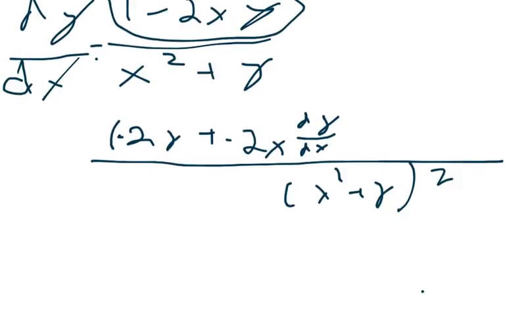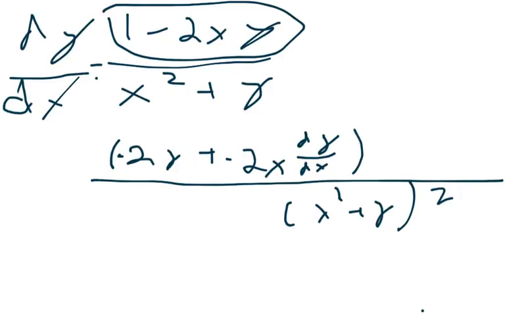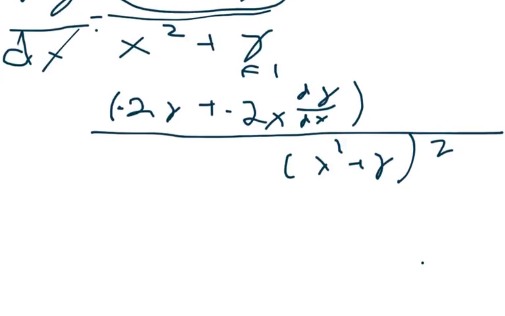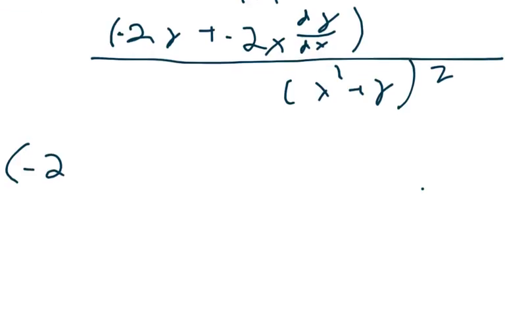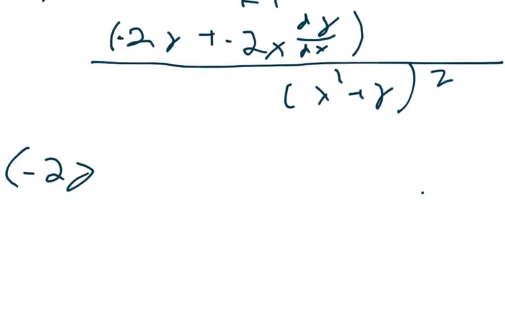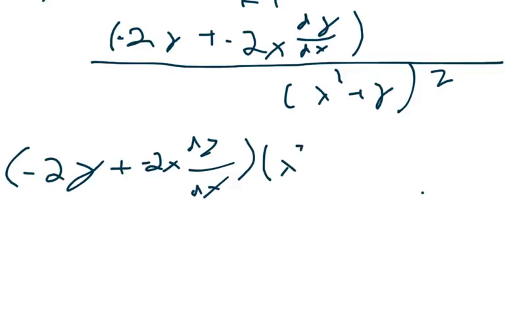From there, due to lack of space, I'll continue below, but this part is f prime in the first part. So it would be this: negative 2y plus negative 2x dy over dx, times x squared plus y to represent g. It represents g.